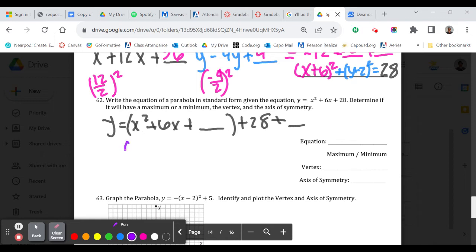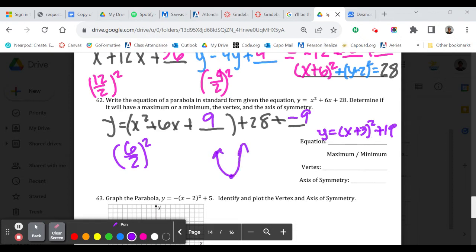So here I do b divided by 2 squared. That's going to give me 9. I added 9 to this equation, so I'm going to have to subtract 9 out here. There's nothing in front. So we end up with y equals (x plus 3) squared, which adds to 6 and multiplies to 9. And then out here is going to be plus 19. This graph is going up, so this right here is a minimum. The vertex is at negative 3, 19, and the axis of symmetry is at the h value of negative 3.